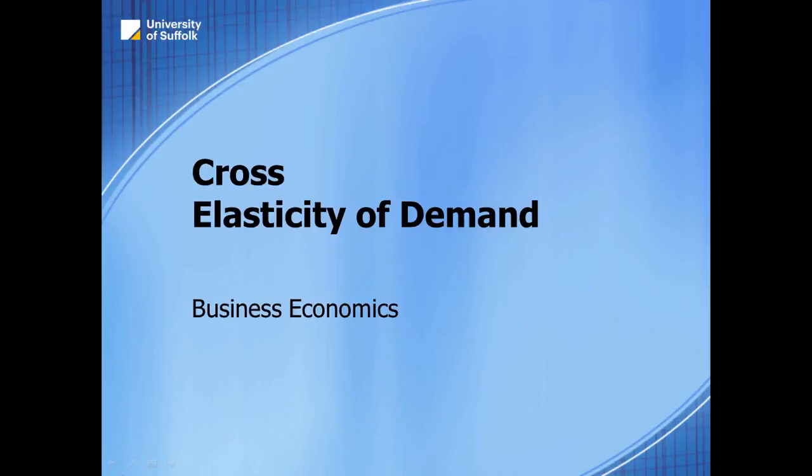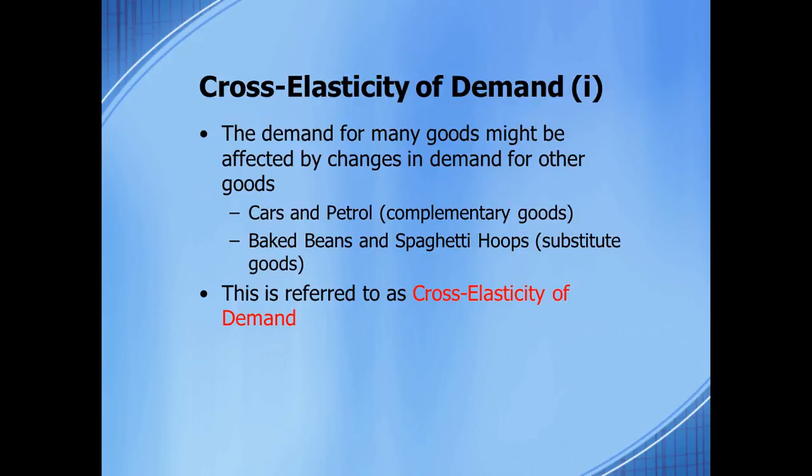Okay, well, welcome. This is our fourth video now, looking at elasticity of demand. So we've previously looked at the price elasticity of demand, then we've looked at the interpretation of it, then we've looked at the income elasticity of demand, and finally we're looking at the cross elasticity of demand. So cross elasticity of demand is a way of describing the effects of complementary goods and substitution.